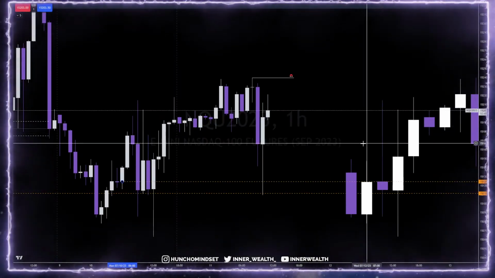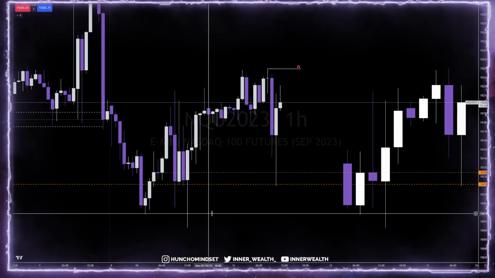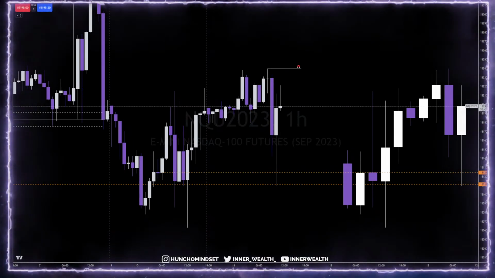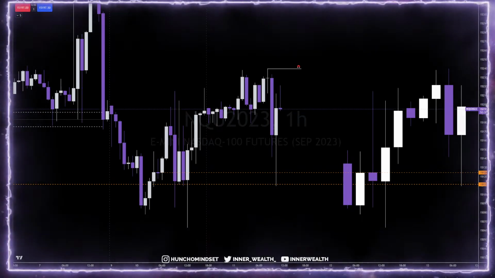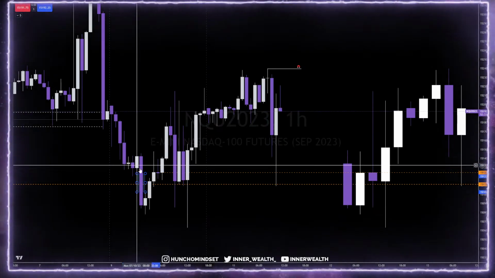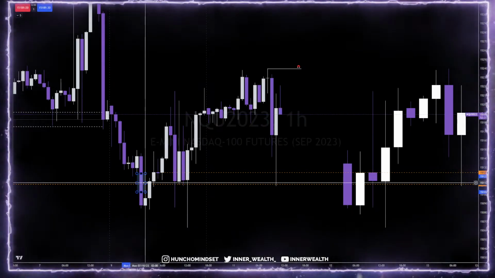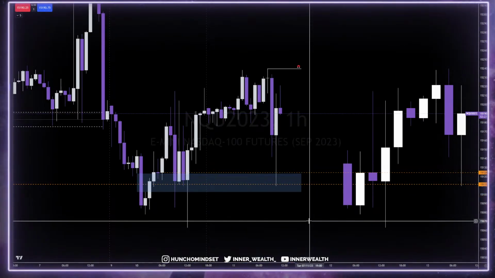Then you have the 1 hour. The 1 hour is showing us a previous area of accumulation. The reason I don't have this on my chart is because I don't like to have a lot of things on my chart. But this imbalance here that swept that previous weekly low gets my attention.